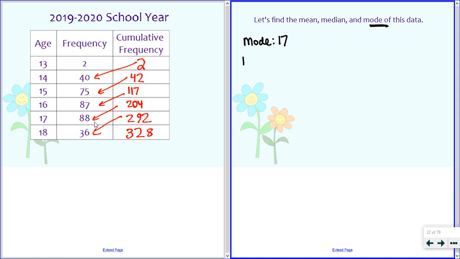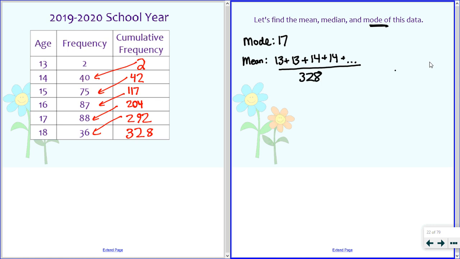The mean we calculate by adding all these up and dividing by the total number of students. So we would write, if we were writing it out, 13 plus 13, because we have two 13-year-olds. But then we have 40 14-year-olds. So literally, I would have to write 14 plus 14 all 40 times. And that is not a very good use of my time. But that's what you would do. And then you would divide it by 328.